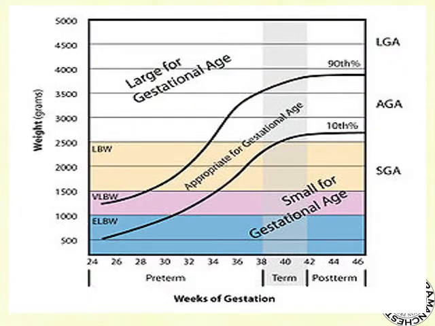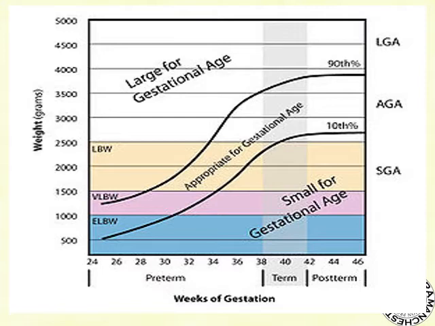And this is a graph showing the weight for gestational age chart. You can see the gestational age on the x-axis, starting from 24 weeks to 46 weeks. And on the y-axis, you can see the weight in grams, starting from 500 to 5,000 grams. If you know the gestational age from the Ballard score, and if you weigh the baby, then you can put the baby into one of 3 categories.